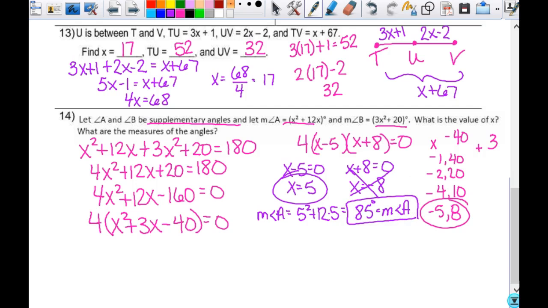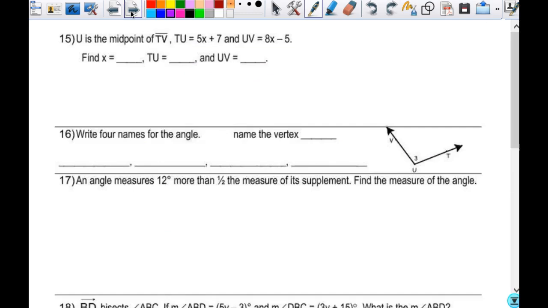And then the measure of angle B is equal to 3 times 5 squared plus 20. So 5 squared is 25 times 3 is 75 plus 20 is 95 degrees. That's equal to the measure of angle B. And these are supposed to be supplementary. When I add those two together, I get 180, so I'm good. Remember, quadratics, that is a review. That is something you should know how to do, and you should have gone back and reviewed on your own if you didn't.